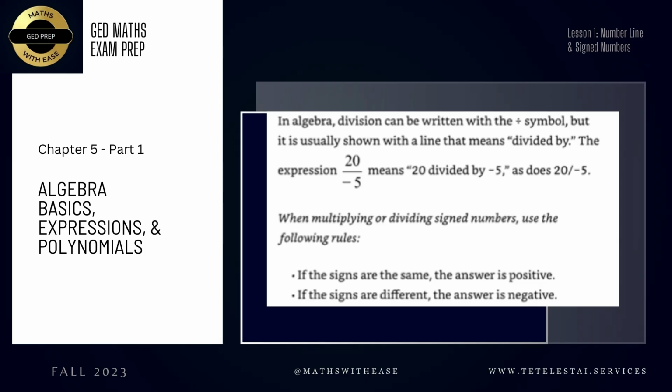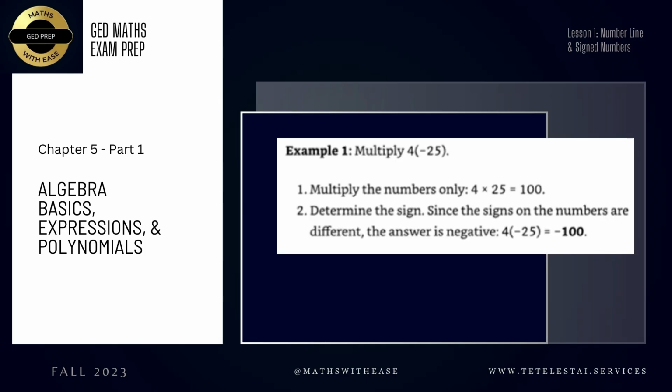Okay, so when you're multiplying or dividing signed numbers, use the following rules. If the signs are the same, the answer is positive. So in this case, if there was a negative here, -20 divided by -5, the answer would be 4. You would simply just drop the negative signs. Okay, if the signs are the same, the answer is positive. If the signs are different, the answer is negative. So in this example, 20 divided by -5 is -4 because the signs are different. Okay, and that's all this is telling you. This example, we're being told to multiply 4 by -25.